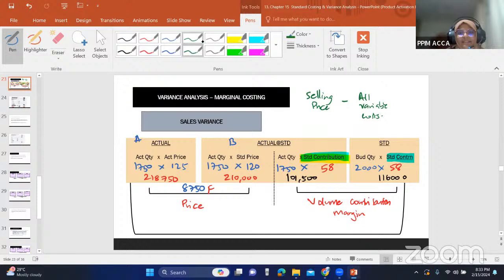Here, let's decide what is the budget. This is the budget because it has only standard information. This has a little bit of actual. So this is actual.